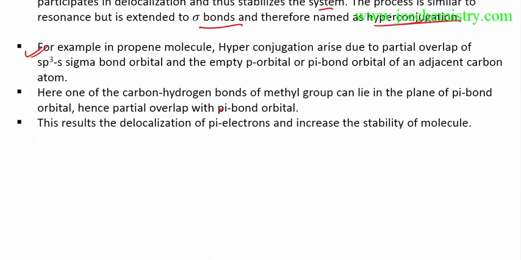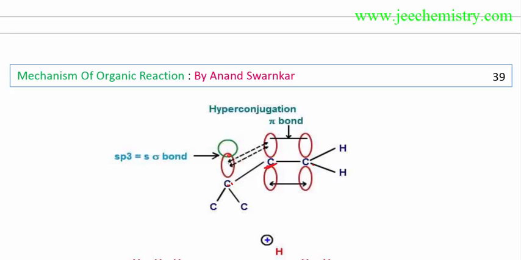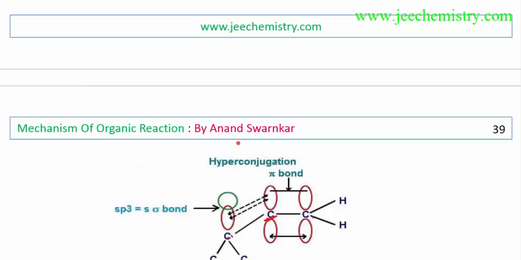Now here one carbon hydrogen bond of the methyl group can lie in the plane of the pi bond orbital, hence partial overlap with the pi bond orbital. Here the carbon hydrogen bond of the methyl group is lying in the plane of the pi orbital. Actually overlapping is there. Why? Because they lie in the same plane. Whatever the plane of this pi bond orbital, the sigma bond orbital also has the same plane. That's why there is an overlapping between these two orbitals.